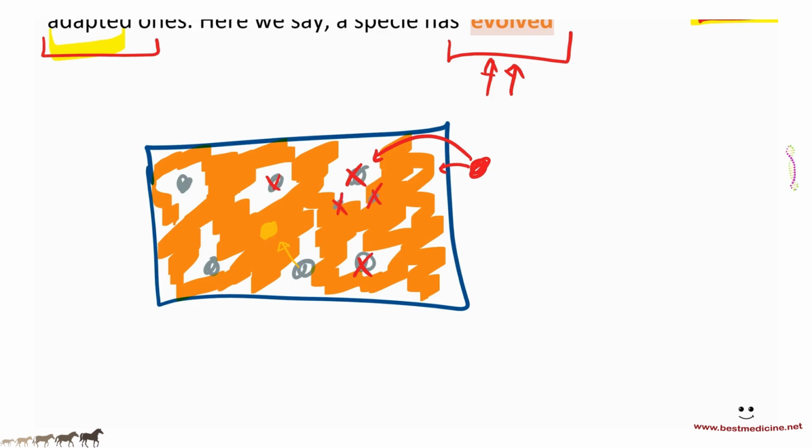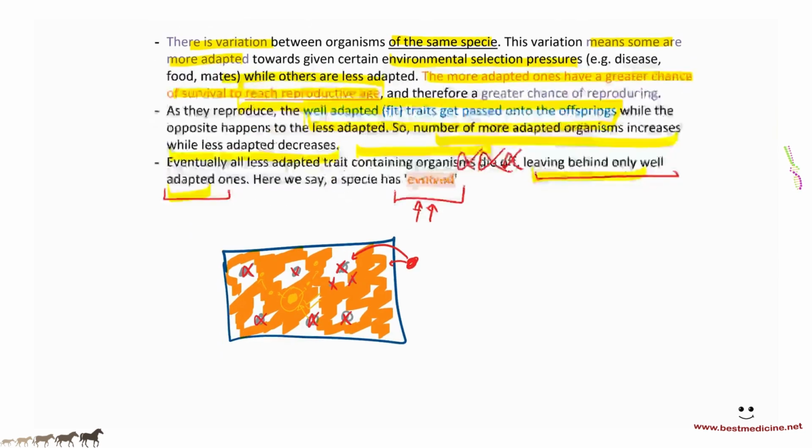While the more adapted ones have the chance of reproducing and reaching reproductive age, and so they start increasing, the other ones start decreasing because they have a lesser chance of reaching reproductive age. Eventually, all of the original species are wiped out, and only the new ones remain. And that is when we say the species has evolved. Okay?